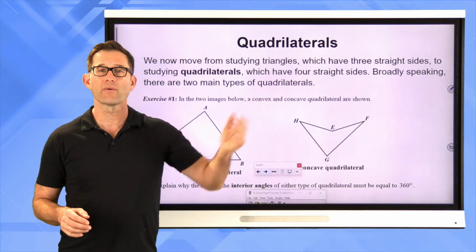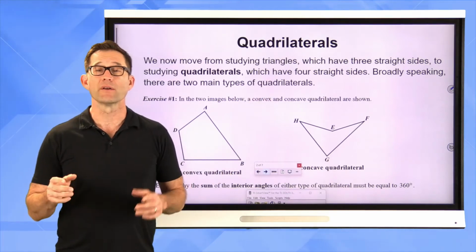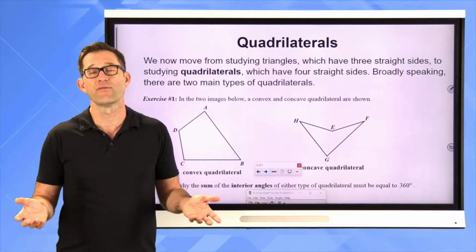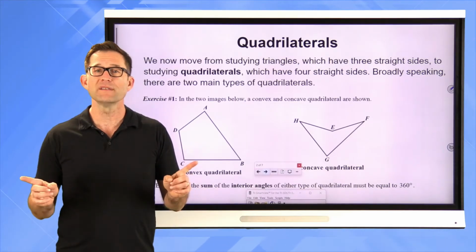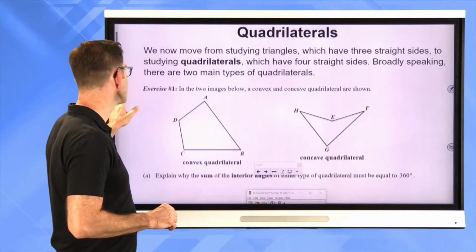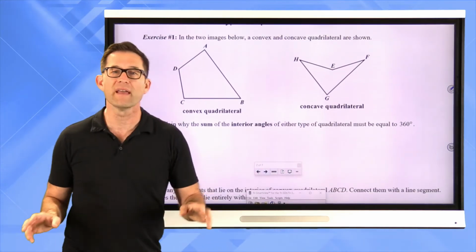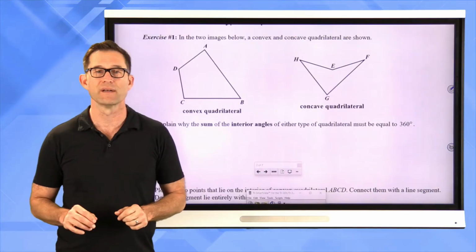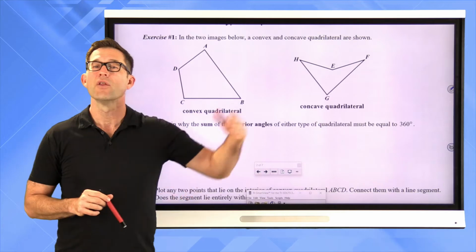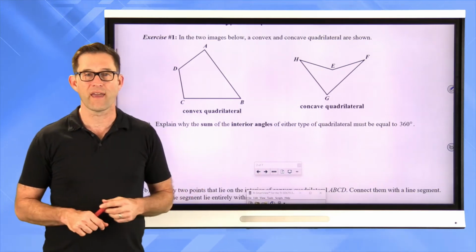All right, so quadrilaterals. We now move from studying triangles, which have three straight sides, to studying quadrilaterals, which have four straight sides. Broadly speaking, there are two main types of quadrilaterals. There's a lot of subtypes, but there are two main types, and let's take a look at them in exercise number 1. In the two images below, a convex and concave quadrilateral are shown. The one on the left is convex, the one on the right is what we call concave.